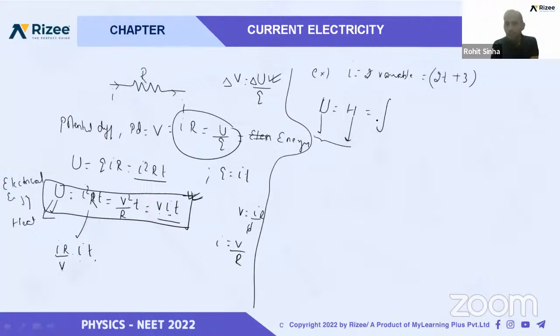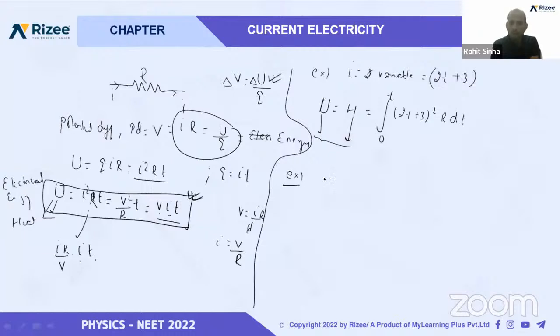We will use integration. We will write U is equal to the integral of I square R dt, where I is 2t plus 3, integrated from 0 to t, the time interval which will be given in the question. I will also give one question to practice, this type of question. Let me give you one example.